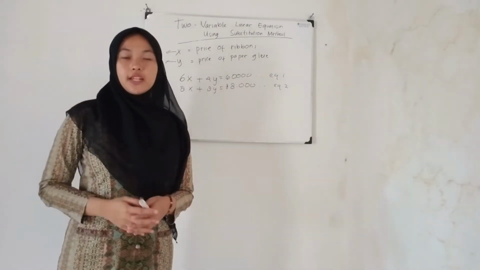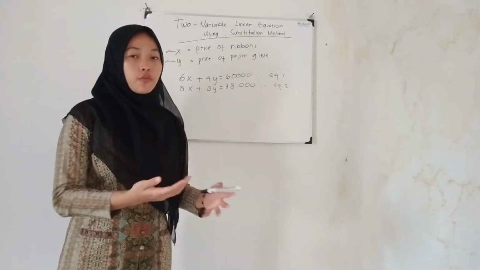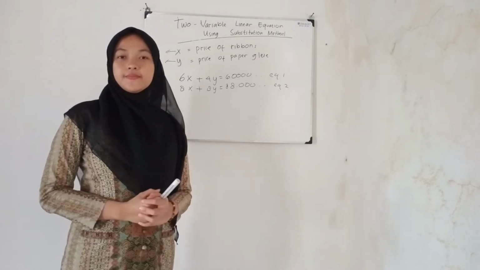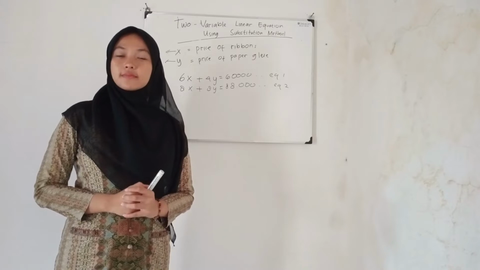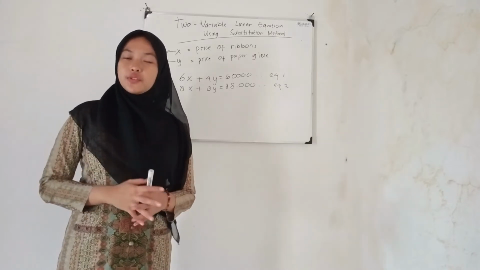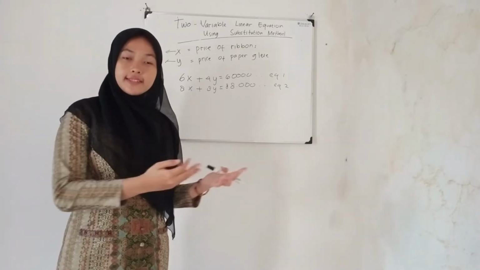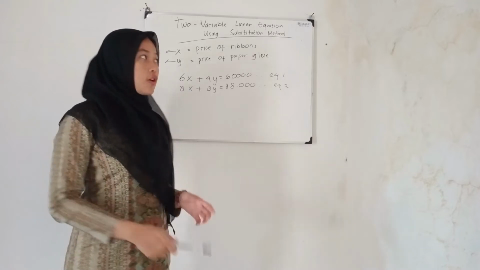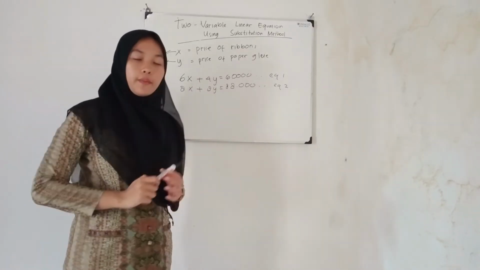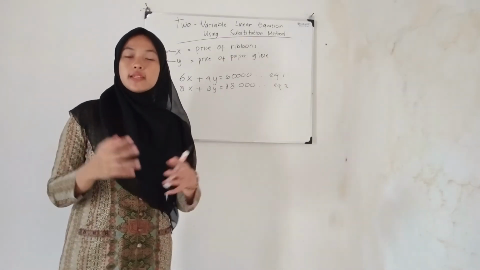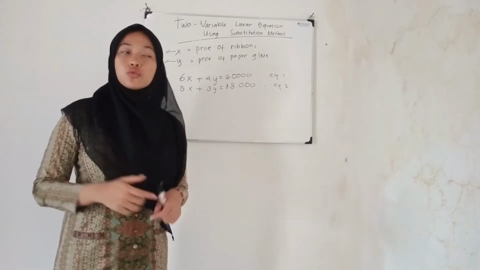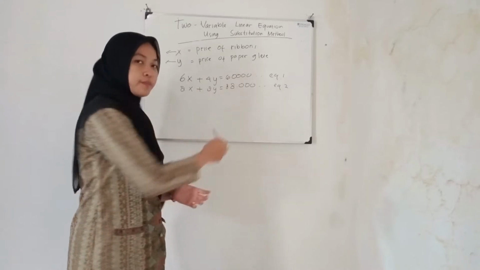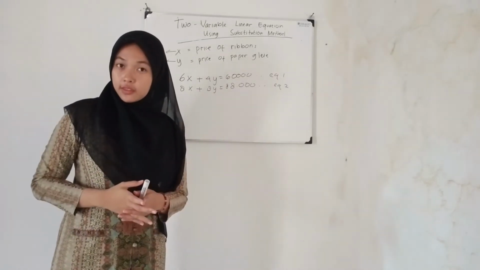Okay, good student. Then what do we do for next? We solve the two variable linear equation system using substitution method, ma'am. Very good, student. So for next step, we should solve this two variable linear equation system using substitution method. Okay guys, do you know how to solve this problem using substitution method?